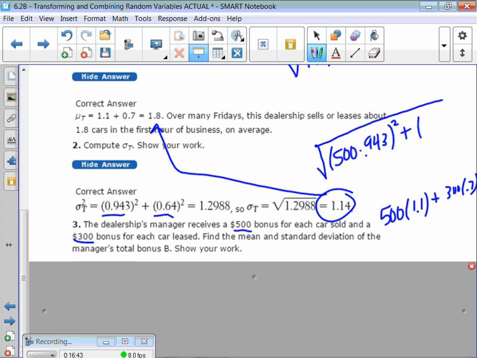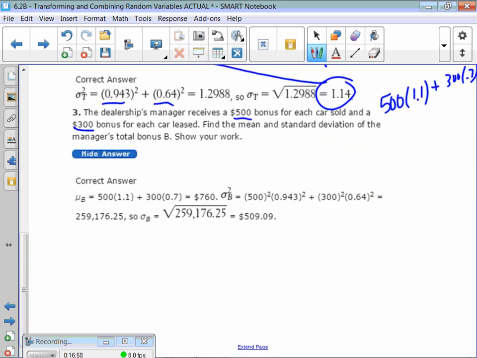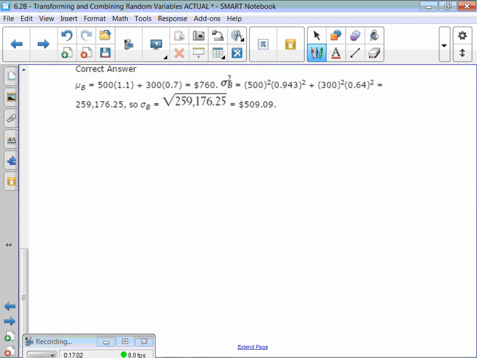And what's the next one going to be? Okay. 300 times 0.64 squared. Okay. And that's our formula for standard deviation, which gives us 509.09. Any questions on that, you guys? That's it.